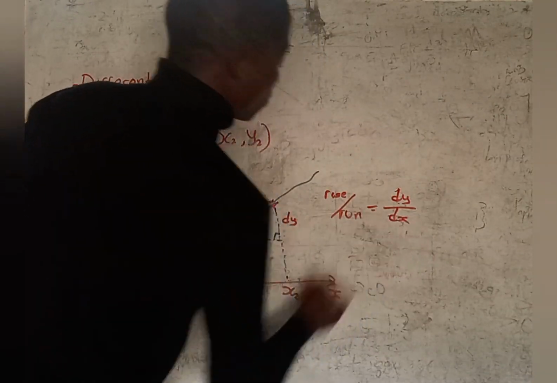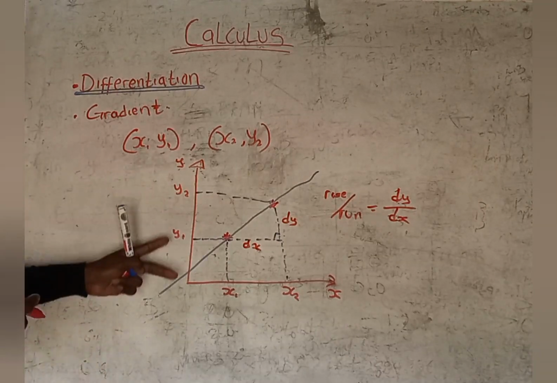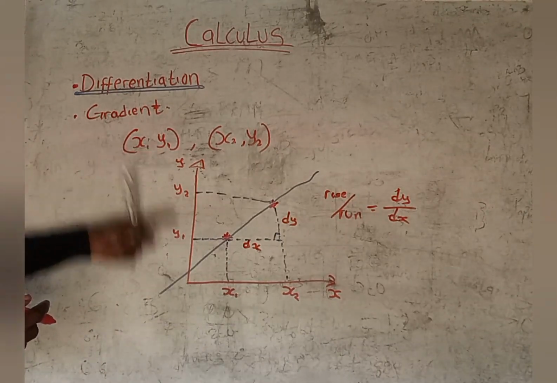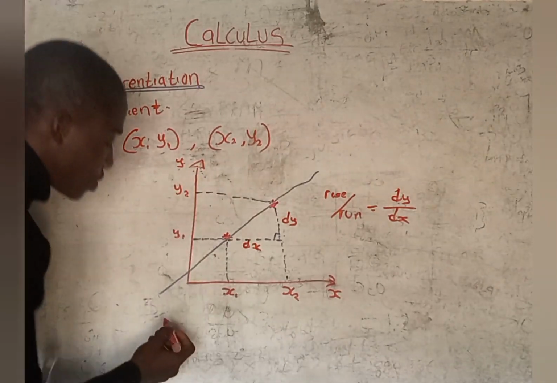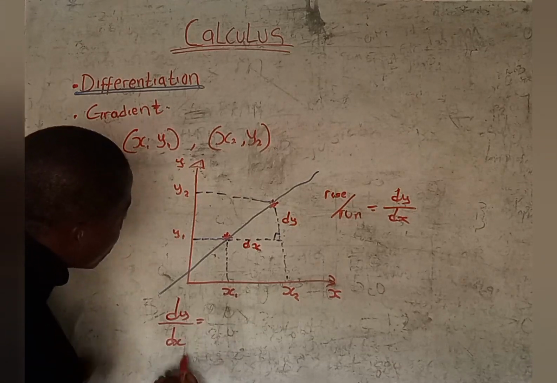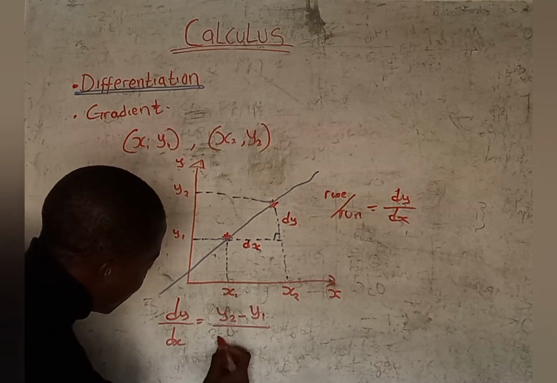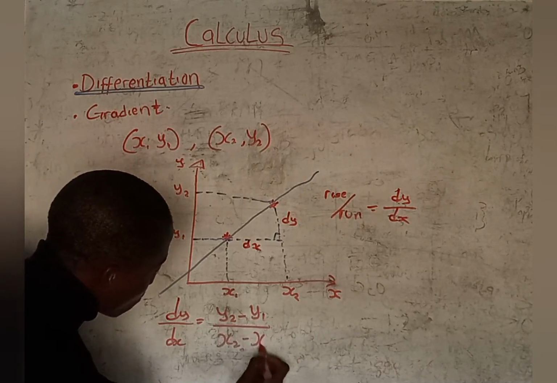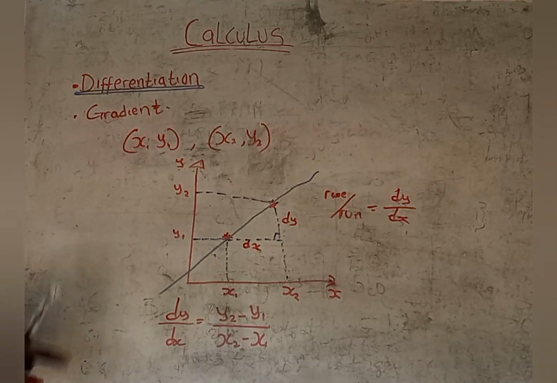So if you look at this, you can easily find the gradient of two points by using this. That is, dy over dx is also known as change in y over change in x, that is, y2 minus y1 all over x2 minus x1. So this is the gradient of this line. That's it.